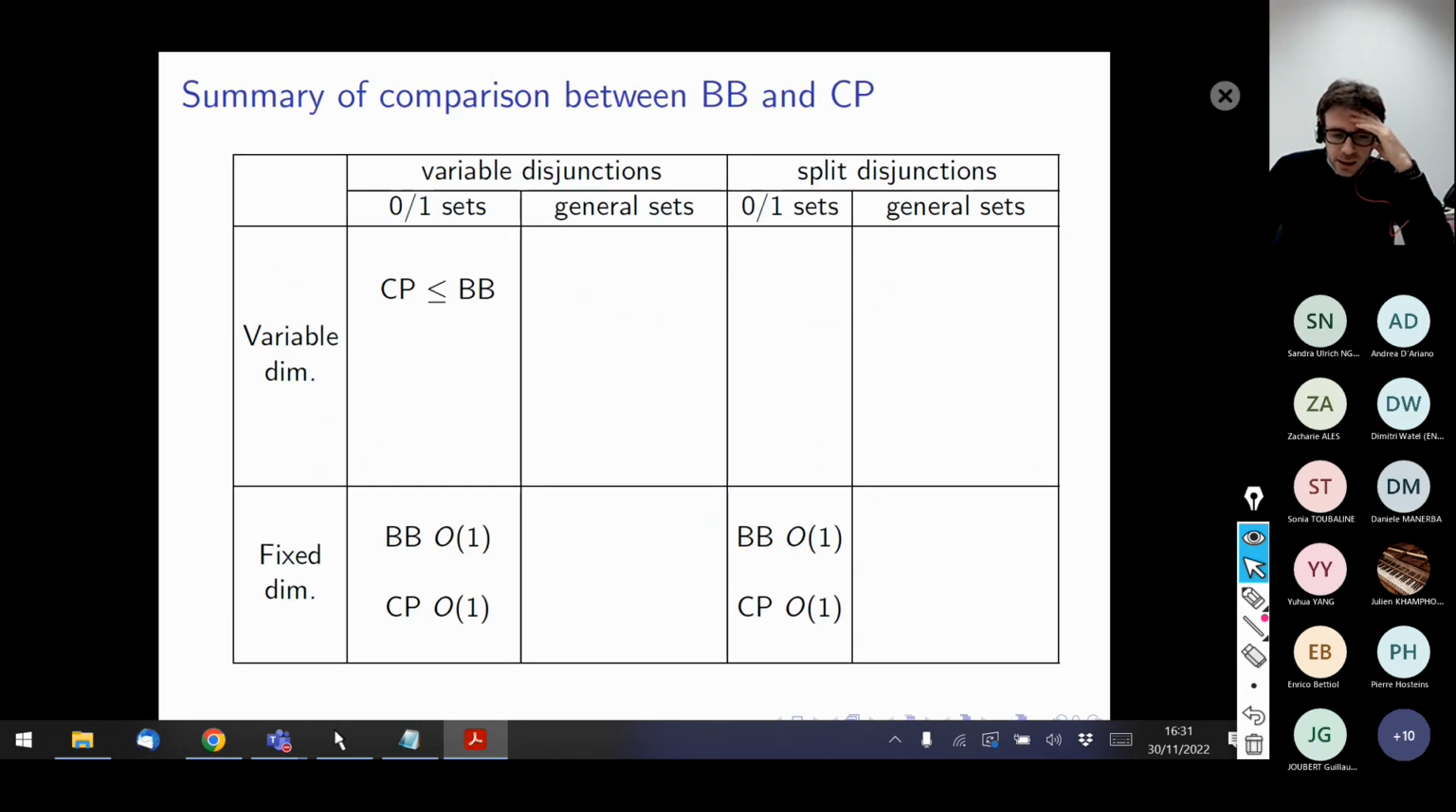Anyway, let's go back to the table. So in the 0, 1 setting, if you use a variable disjunction, cutting plane is better in principle than branch and bound. And there are examples in which it is really better. So we can construct an example of a 0, 1 set in which the cutting plane approach based on variable disjunction takes polynomial time, n being the dimension, the number of variables, while the best branch and bound you can do there, based on variable disjunction, will take exponential time.